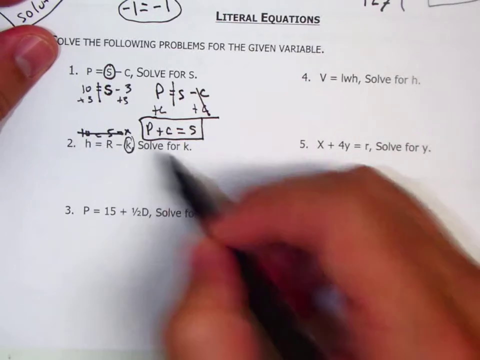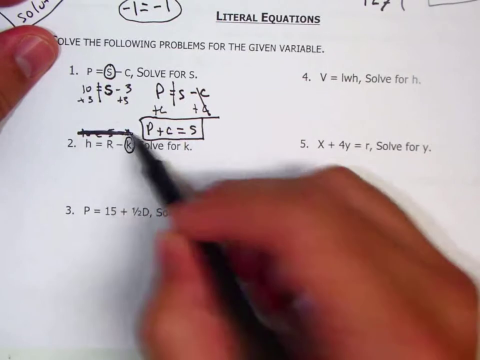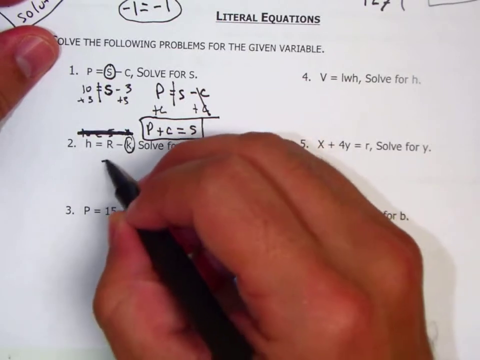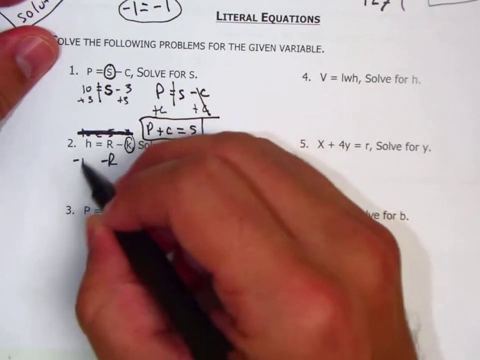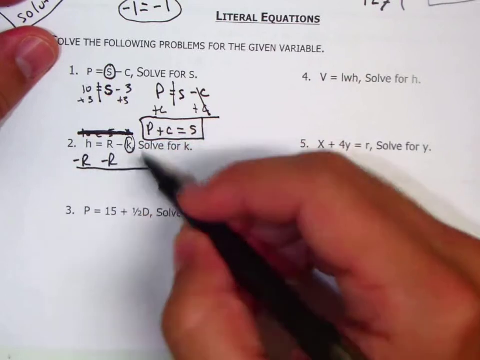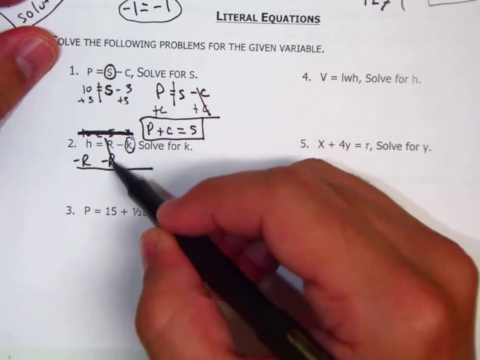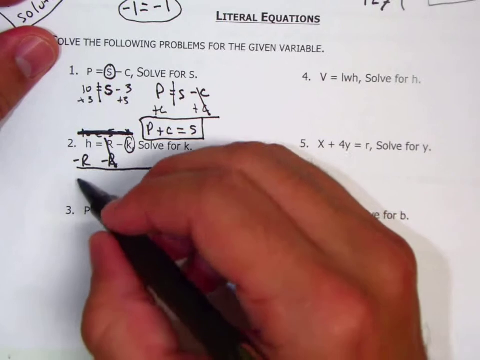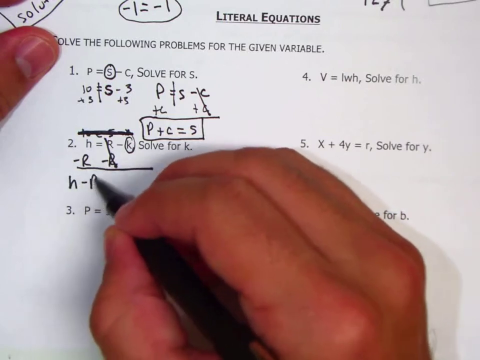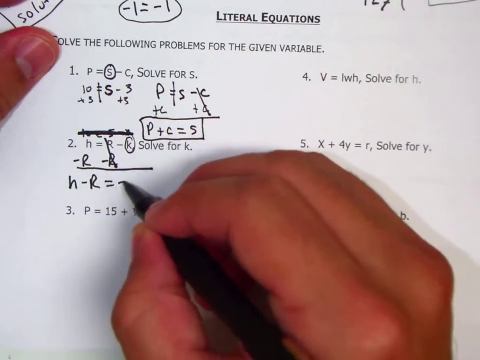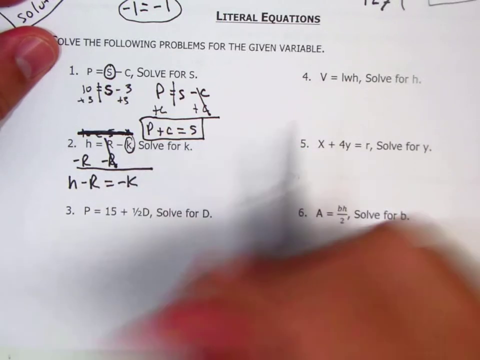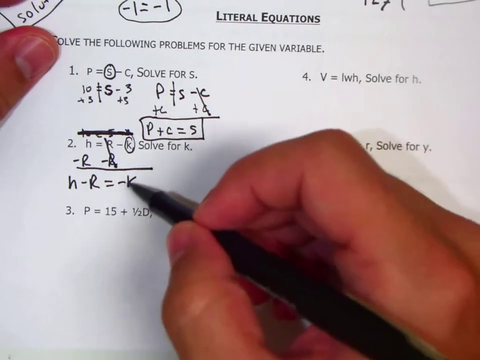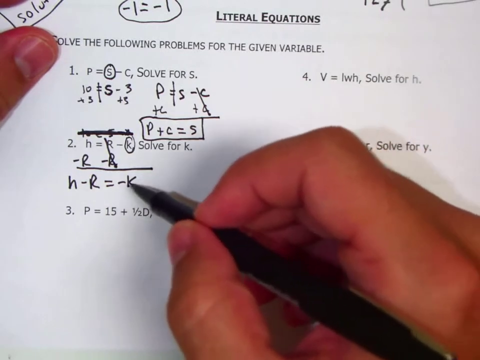Well, the same thing happens. Okay, I know I need to move the R over. It's a positive R, so I can subtract R. The R's are going to cancel. And so since we don't know these values, it just stays as H minus R equals negative K. Now the only difference here is it's not done. This is not solved.